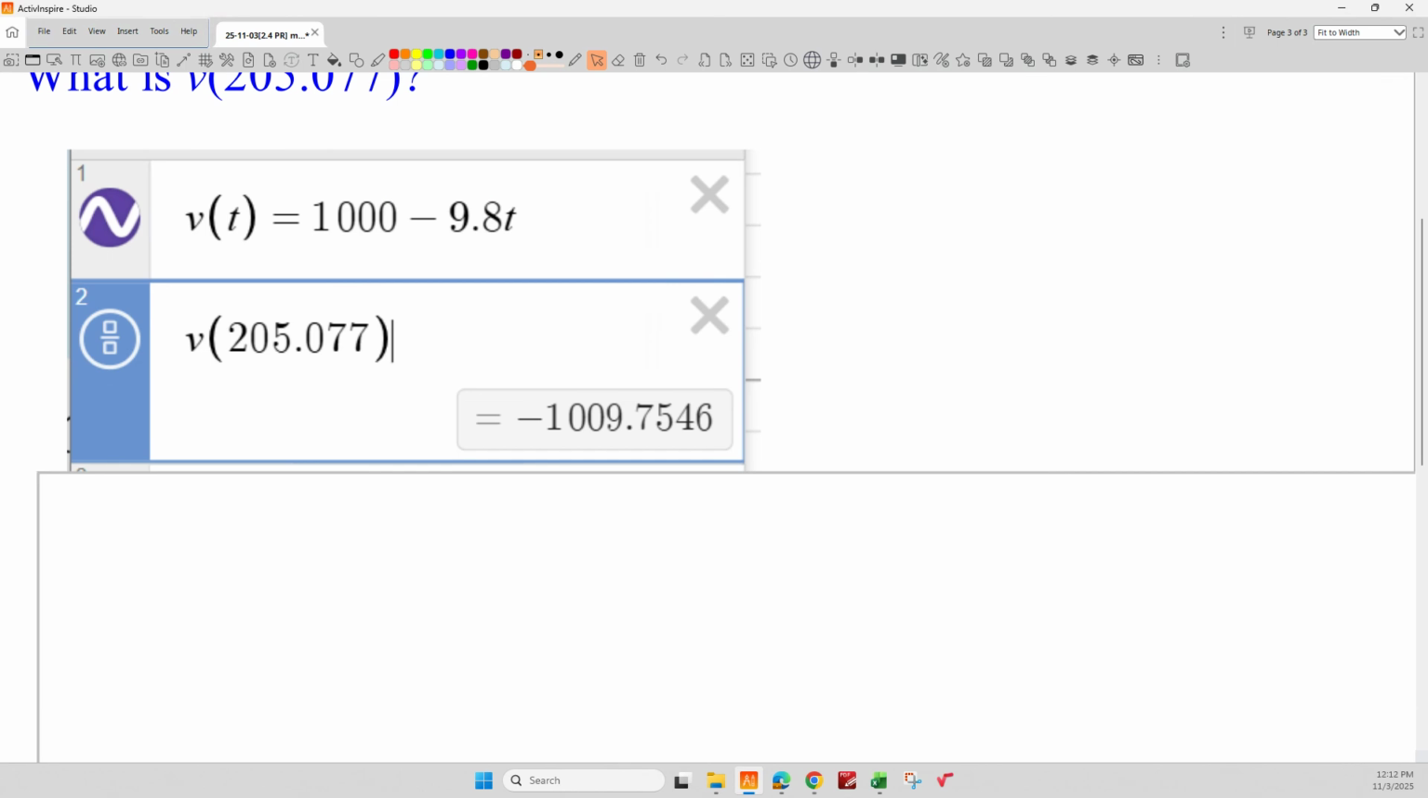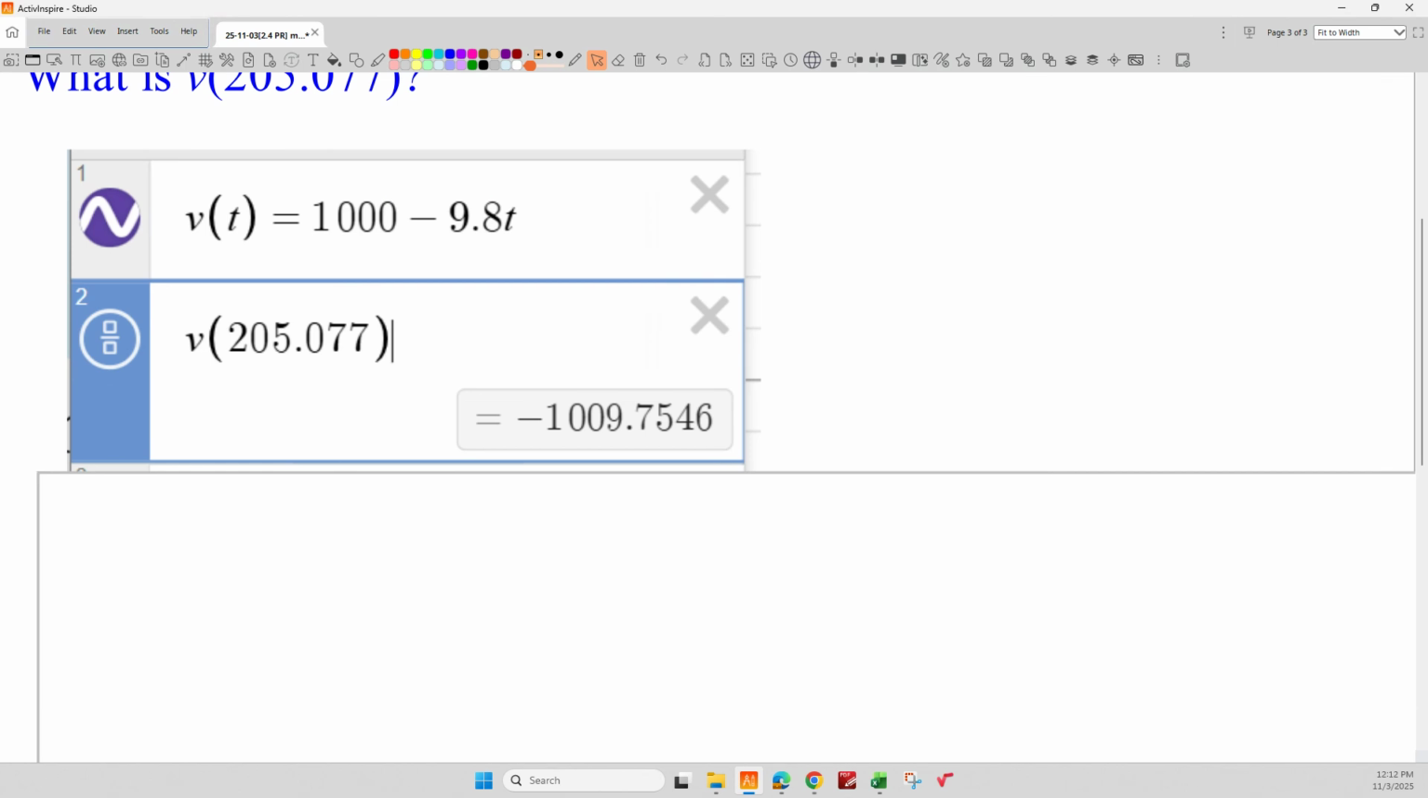Does that seem right? Okay, how come? Going down. How about the magnitude? Does that seem about right?